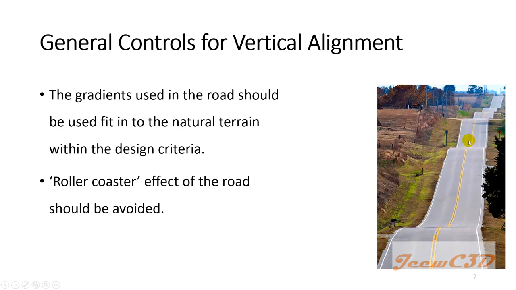If you are here, you may not see a vehicle coming in this sag curve. So this is called the roller coaster effect. You have to avoid that effect when designing the road when you are following the natural terrain. Instead of that, you have to use a suitable method to avoid that effect and follow the natural terrain.